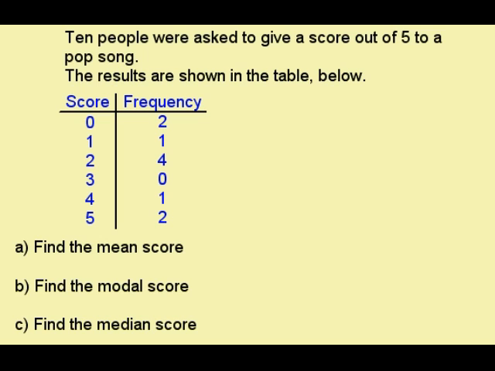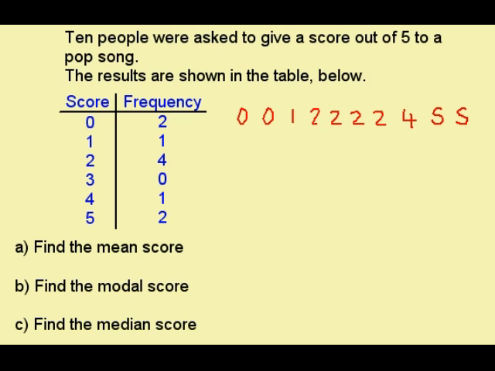This is a harder question on averages. There are two main methods to do this question: the slow, steady method, or the quicker method, which is more difficult to understand. I'm going to start by showing you the slower, steadier method. I need to take the information out of the table. I've got two people who gave the pop song a score of 0. One person gave it a score of 1. I've got four 2s, no 3s, one 4, and two 5s.